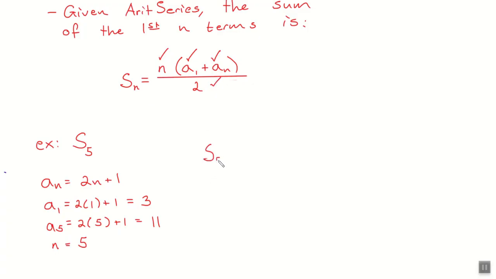S sub 5 is equal to, gosh, what's n again? Try again. 5. And then I'll write this out this time. The first term was 3 plus, what's the fifth term? 11. And all of this gets divided by 2. Some of you might have skipped work. I normally will, but I'll try my best not to. Can we all agree that this turns into a 14?